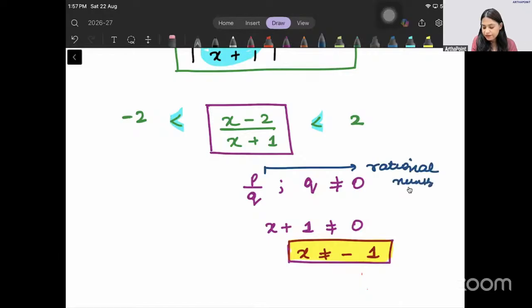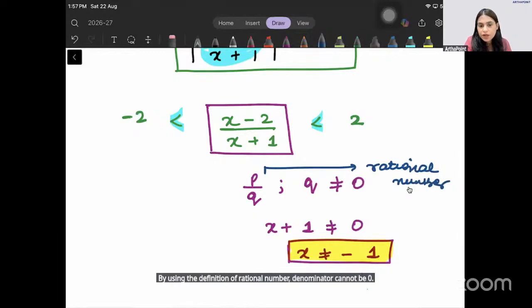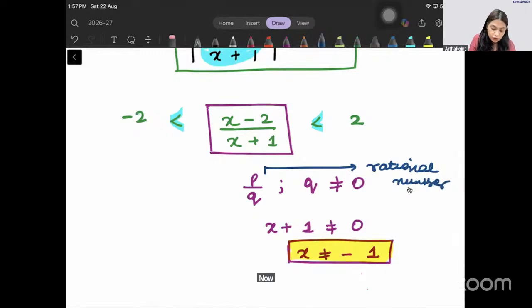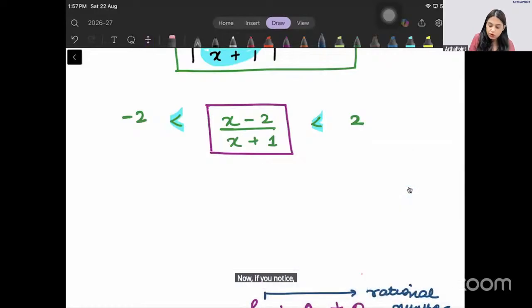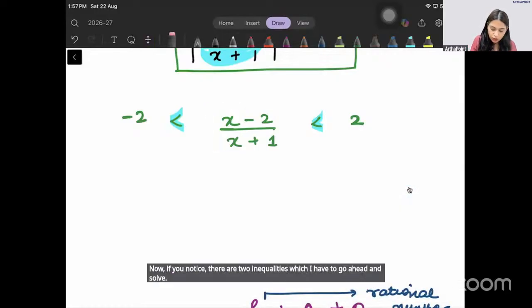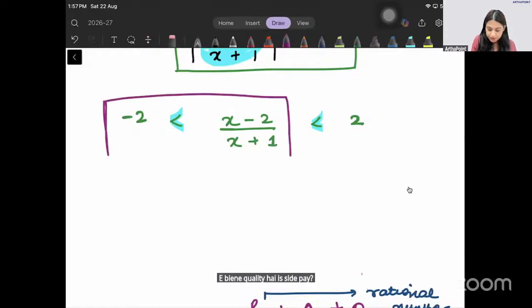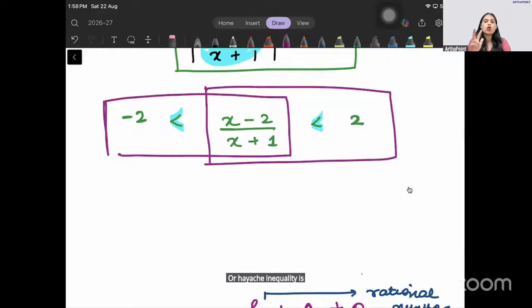By using the definition of rational number, denominator cannot be 0. Now, if you notice, there are two inequalities which I have to go ahead and solve. एक ये inequality है इस साइड पे और ये एक inequality इस साइड पे है. I have to solve two inequalities. But we can solve the two inequalities together.